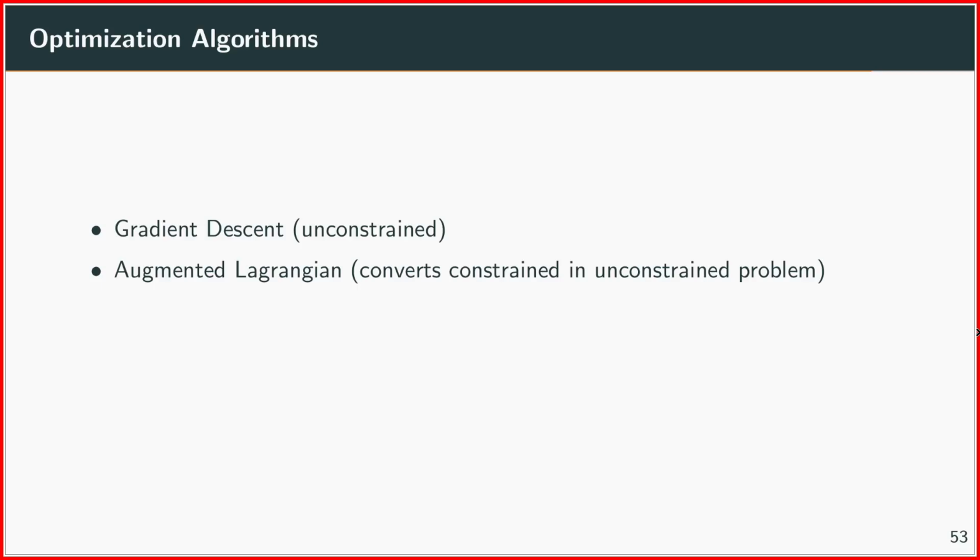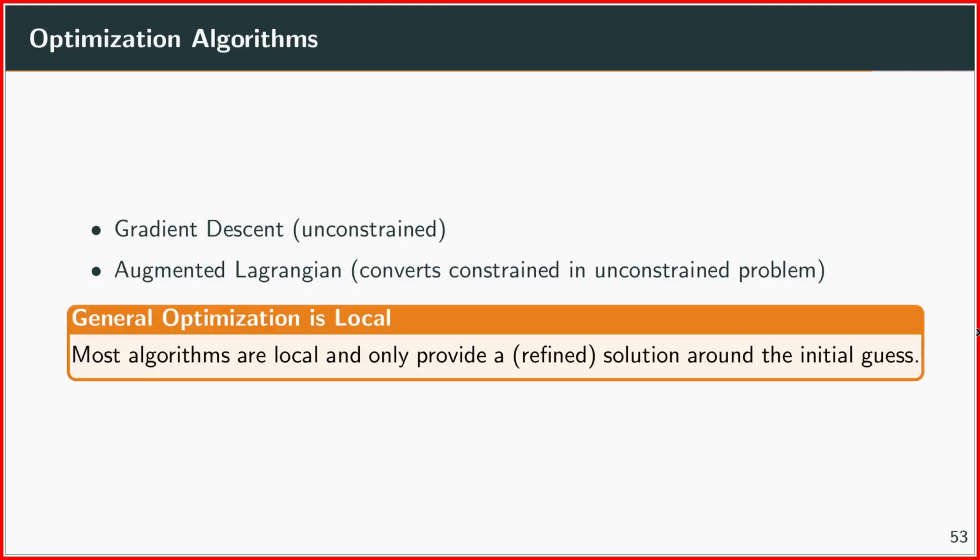Okay, and in terms of solving optimization problems, we usually employ two big ones. One is gradient descent, especially for the unconstrained case, and the second one is augmented Lagrangian. This is basically where we convert constraints from our constrained problem to an unconstrained problem. And in general, if you do optimization with this formulation, this is a local approach, which means that most algorithms are local and only provide you a local solution or a refined solution around an initial guess.